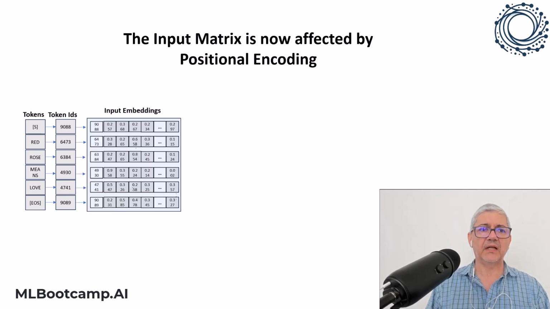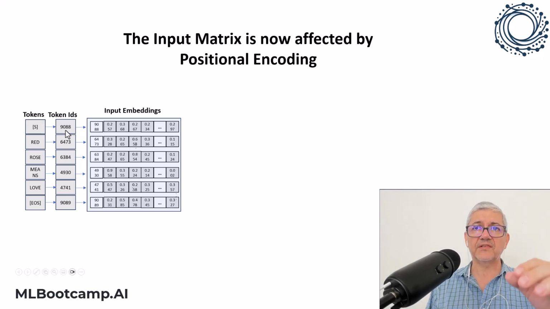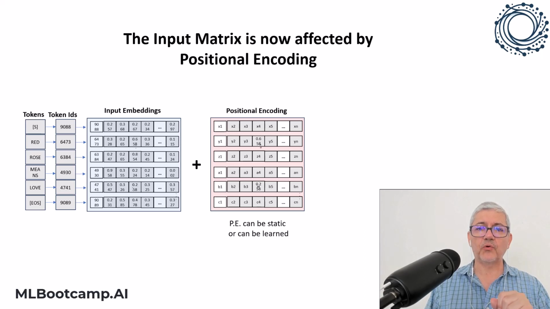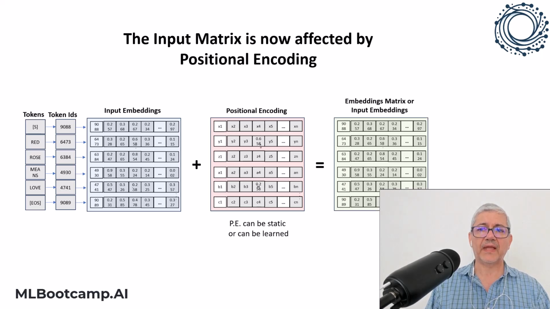So we have again our tokens that are transformed into token IDs. Each token ID is transformed or linked to its vector embedding. So we have now the input embeddings. And as we saw before, we add the positional encoding to the input embeddings. And it's just that addition. And after we add it, we have an embedding matrix or an input embedding.